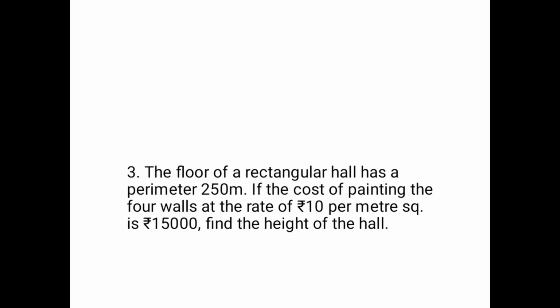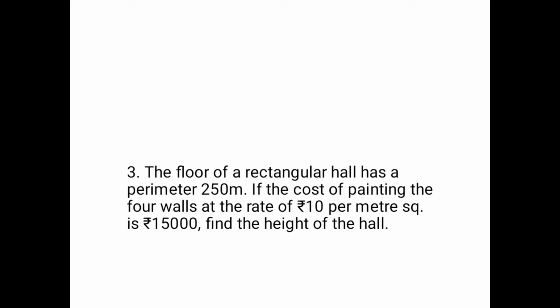Let's go to question number 3. The question number 3 is, the floor of a rectangular hall has a perimeter 250 meter. You know what is a perimeter, right? The total area covered by a shape, okay, this is the perimeter, or you can say the outline of a shape is called a perimeter. Now if the cost of painting the 4 walls at the rate of rupees 10 per meter square is rupees 15,000, find the height of the hall.